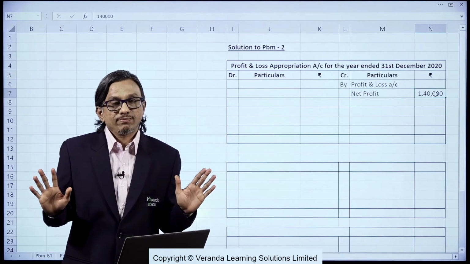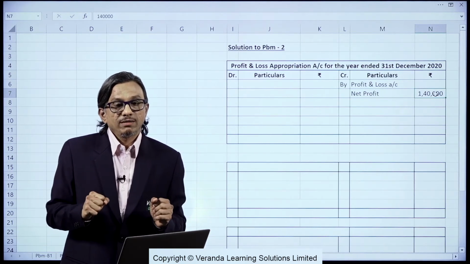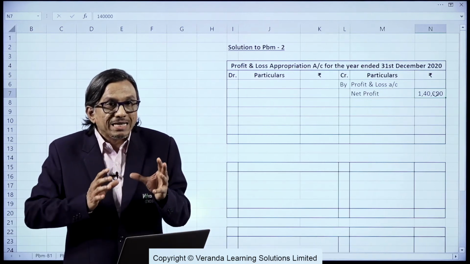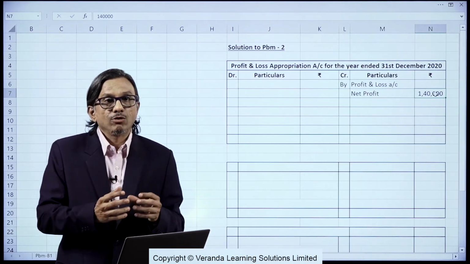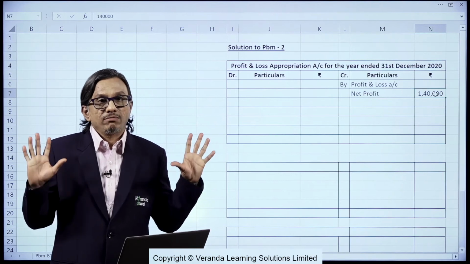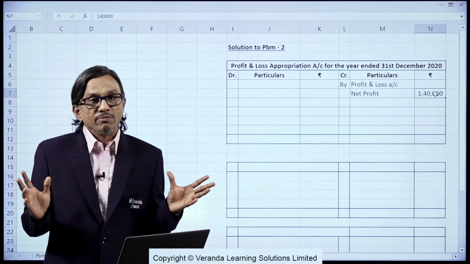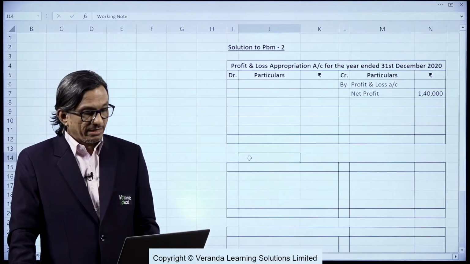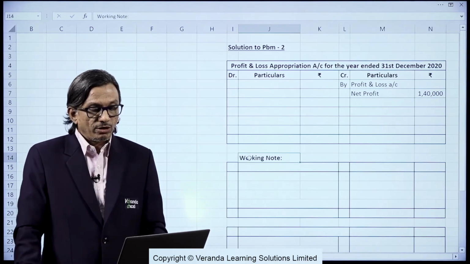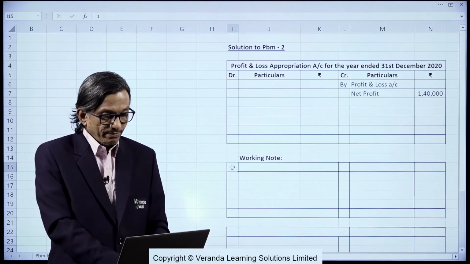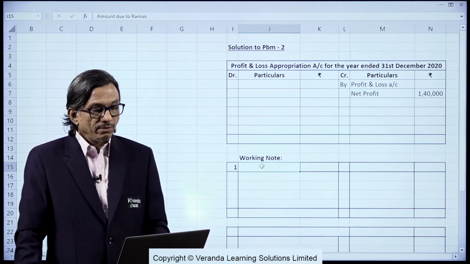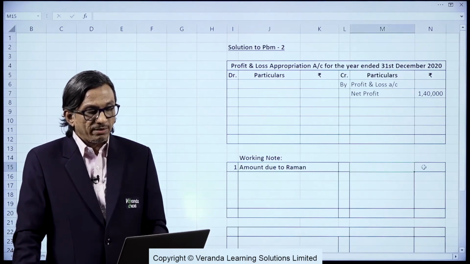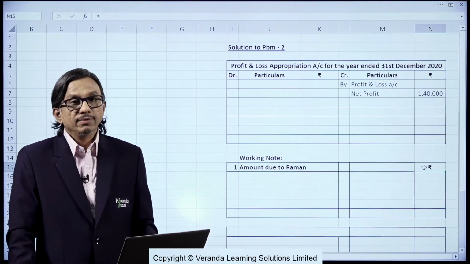That is a question. Now therefore, friends, we have to find out what is the amount payable to Raman and what is the excess which you have to take from Peter's share. That's all. When you do this, then the problem becomes very, very simple. So therefore, friends, this problem is basically a working note problem. What is a working note number 1? We are going to find out what is the amount due to Raman. That's what we are going to find out.